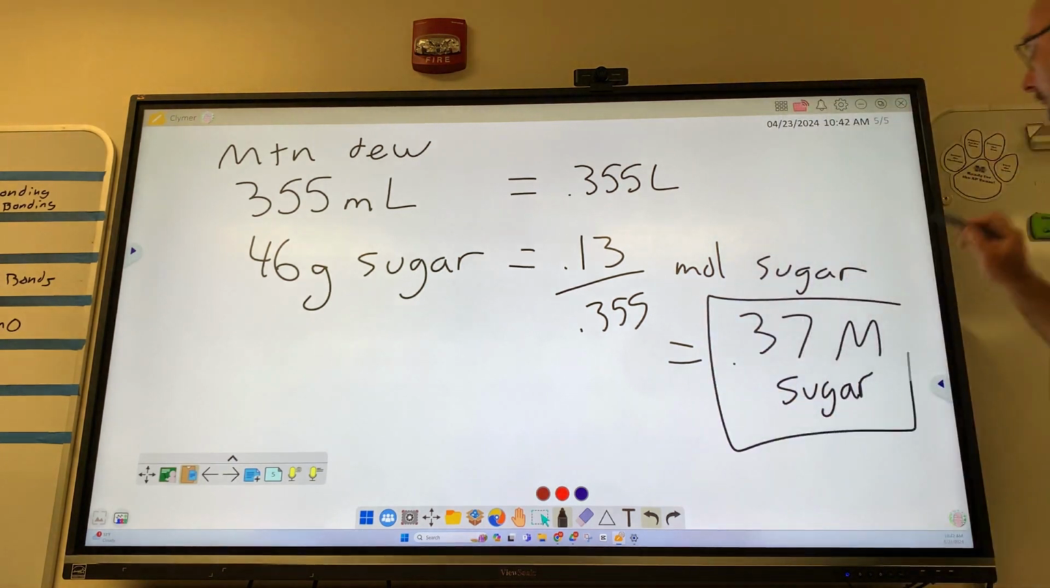So which solution was more sugary? Which has a higher concentration of sugar in it? Mountain Dew, right? 0.37, the first one was, what was it, 0.30 or something, Kool-Aid? Right? So that's what we're talking about here. We're talking about particles of something in solution.